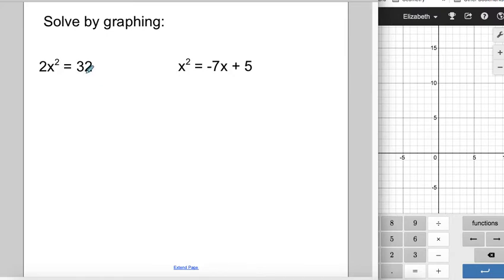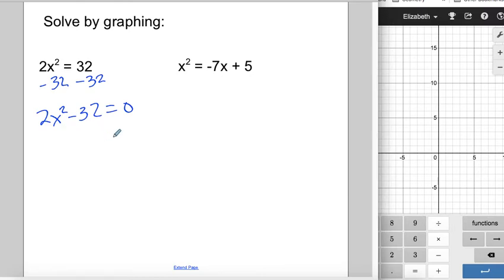So I'm going to be moving this 32 over to the left side. It's a positive 32, so I'm going to subtract 32 from both sides, which is going to give me 2x squared minus 32 equals 0. This is the same exact process I began on the factoring day, but I won't have to factor it.